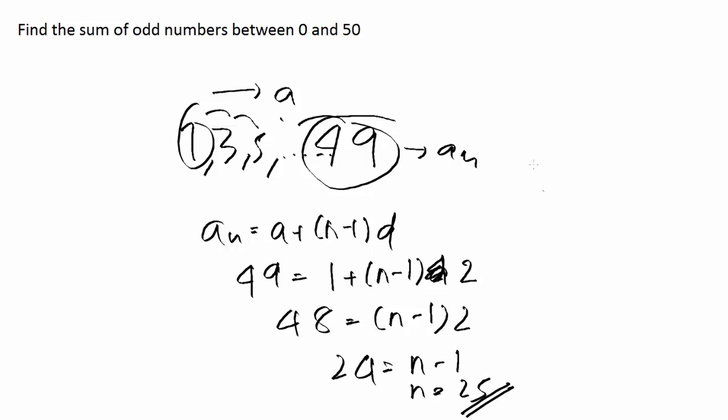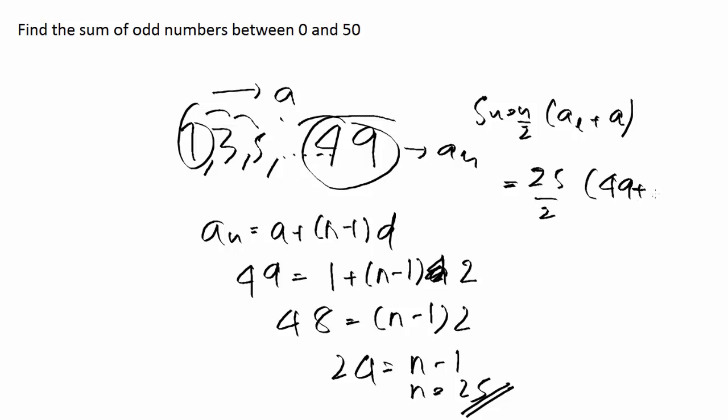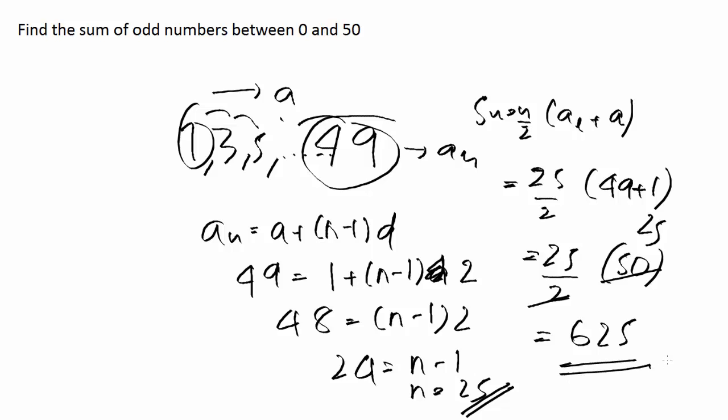Woohoo! Now we're going to put it into the formula Sn is equal to n by 2 into l plus a. That is equal to 25 divided by 2 into 49 plus 1, which is equal to 25 divided by 2 into 50. You can cancel that, you can make it 25. So your final answer should be 625. Voila.